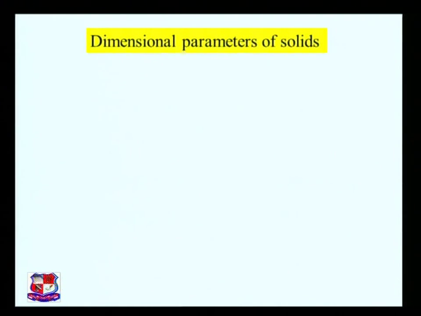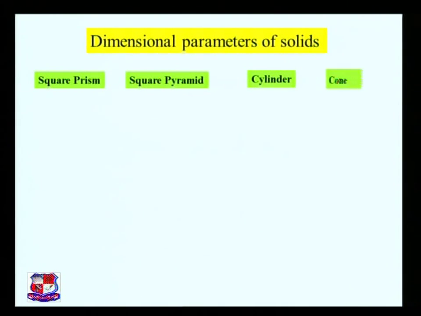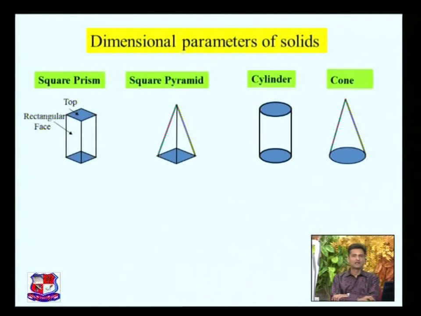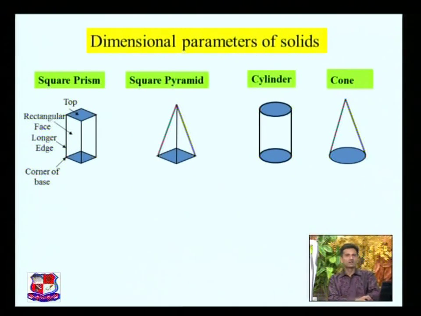Now dimensional parameters of solids. Which are the parameters which are used to show the solid? For square prism, square pyramid, cylinder and cone, these are the parameters. These are 4 solids, and this is called the top face of the solid. This is called the rectangular face, and these are the longer edges. This is the corner of the base, and this is the edge of the base. These are the nomenclatures for square pyramid, square prism, and this is a square base.